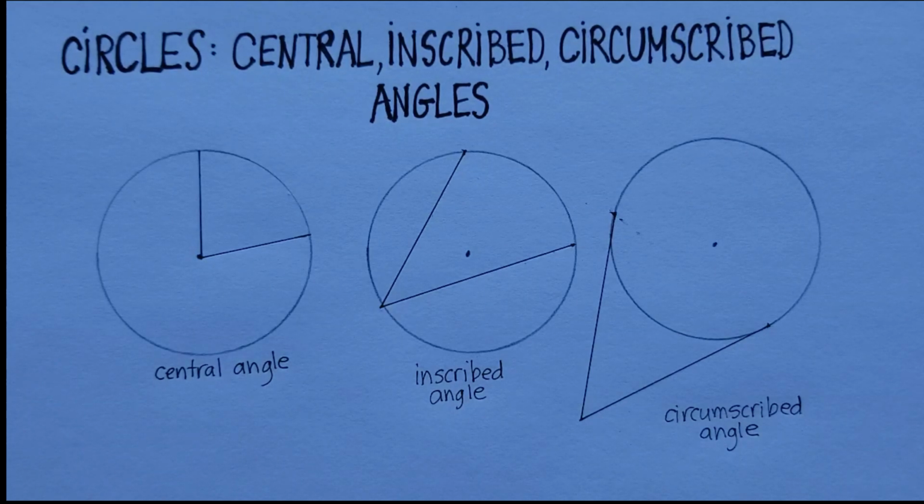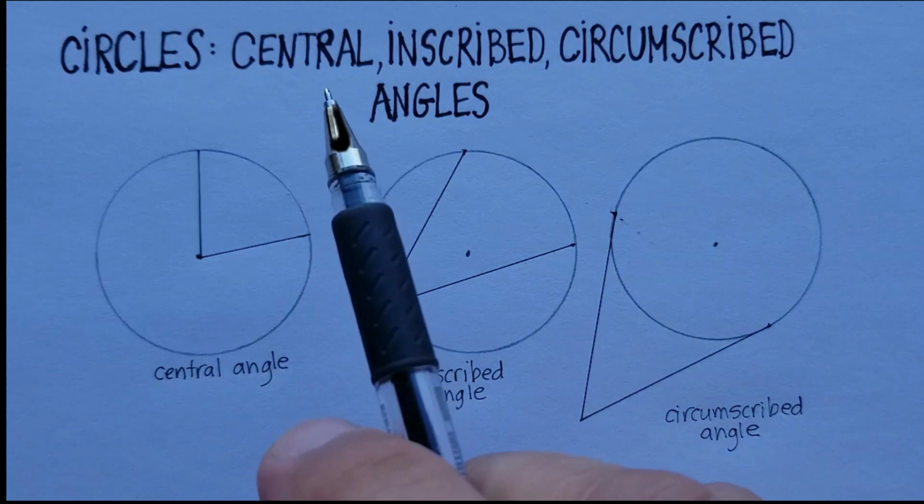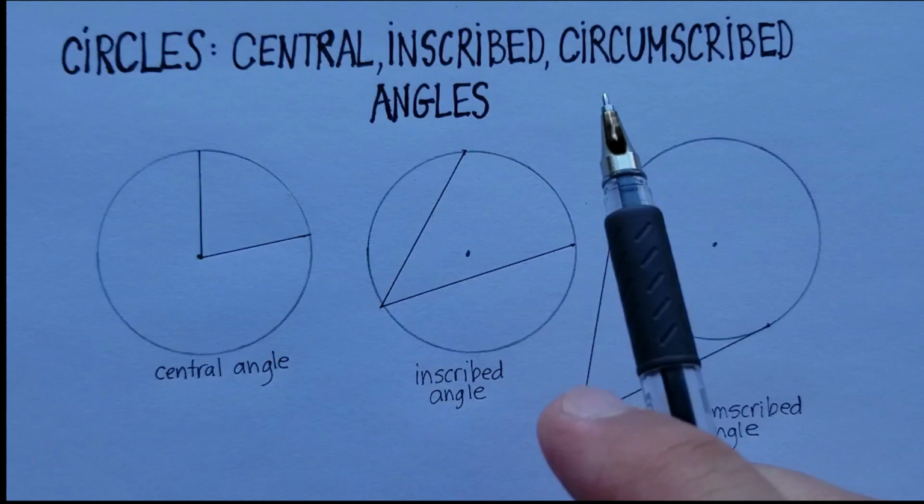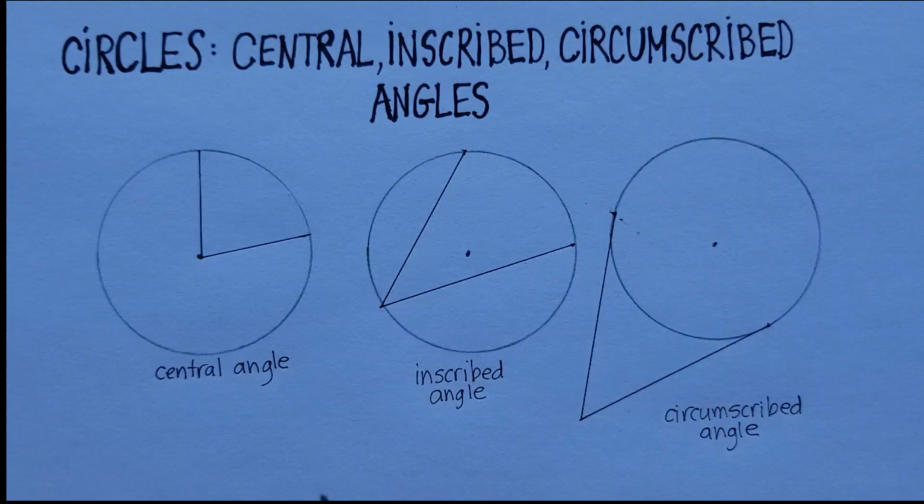Okay, in this video, I'm going to go over the three types of angles that we have studied: central angle, inscribed angles, and circumscribed angles. I'm going to compare them, give you an example of each, and then see how you actually calculate each one.